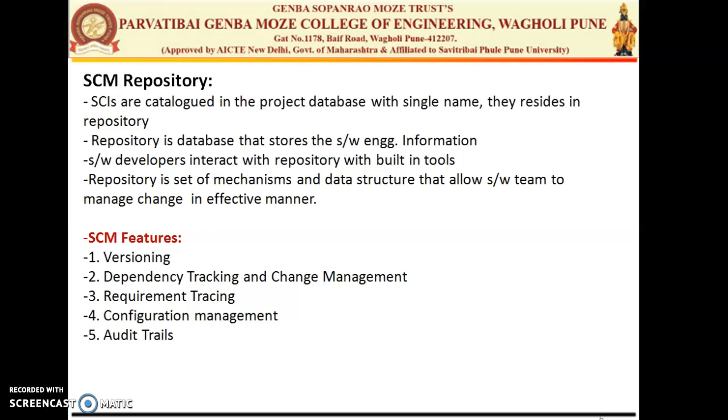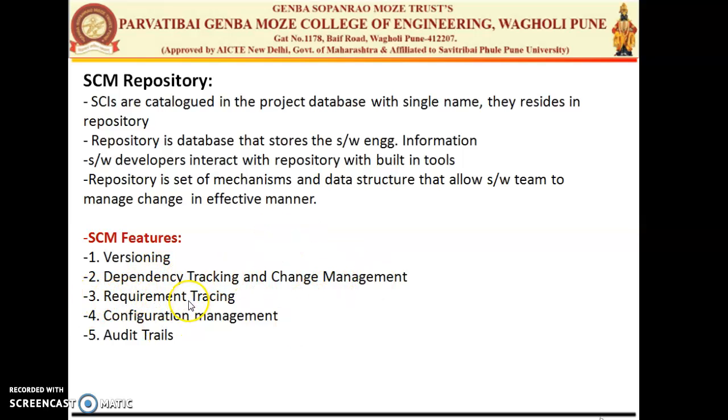Next, dependency tracking and change management. The database and repository store the various relationships amongst the configuration objects. So we need to track which object is dependent on which object, so that if we change one object, we can easily manage the change in the other objects. If one thing changes, we will understand which other objects are changing with that particular object. So dependency tracking and change management are there.